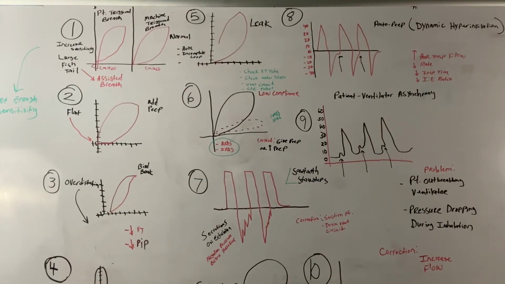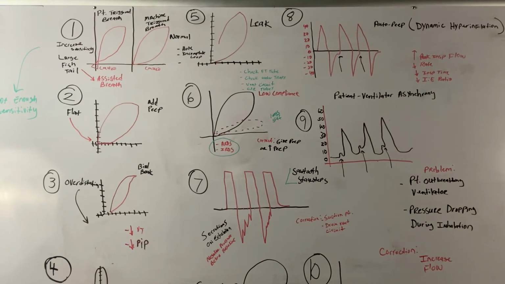Number 8 is very popular on the exam, which is auto-PEEP or dynamic hyperinflation, represented by the black mark where you see that the patient began breathing again and began inhaling again. And this also represents air trapping. This is air trapping and it's not good for the patient. So to correct this, you need to increase the inspiratory pressure.